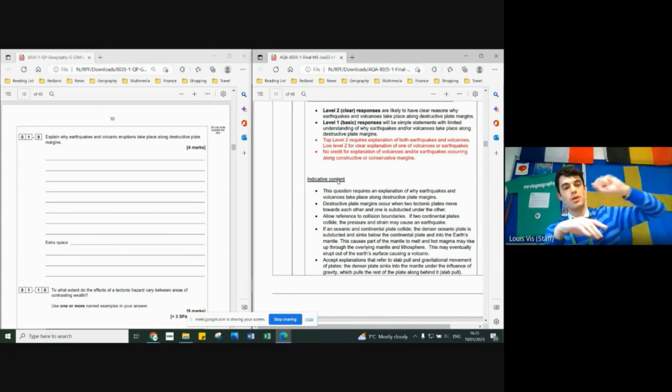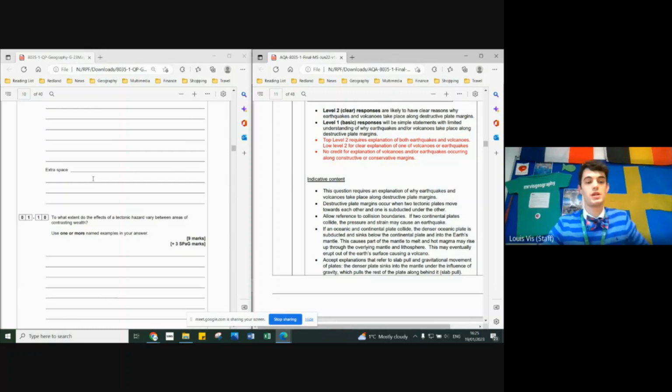All the carbon that's been locked away at the bottom of the ocean heats up, it gasifies, creates pressure, and then can be released in a volcanic eruption. Or as the plate slips, friction builds up, and then friction is released. Energy is released when the plates slip. Okay, that's how you get your 4 marks.